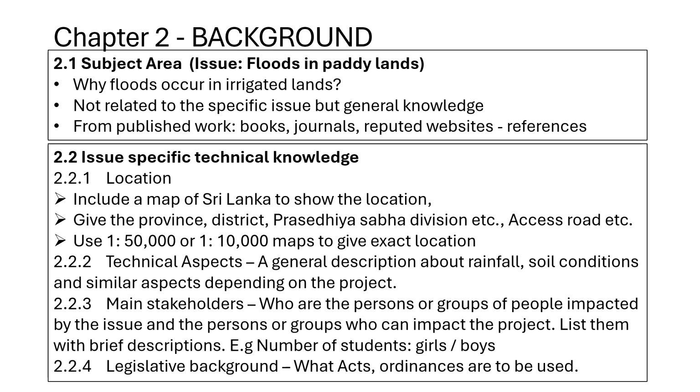So you have to give a list of stakeholders with brief descriptions, right? Are they getting impacted or are they people who can impact? For example, when you say students, you can say this school has so many boys, so many girls, and maybe age groups if you can give things like that. So under each stakeholder, you can give a brief description. Then legislative background, as I have told you, which acts, which ordinances are to be used to solve this problem.